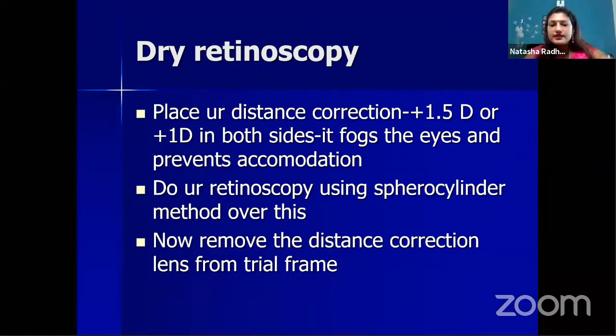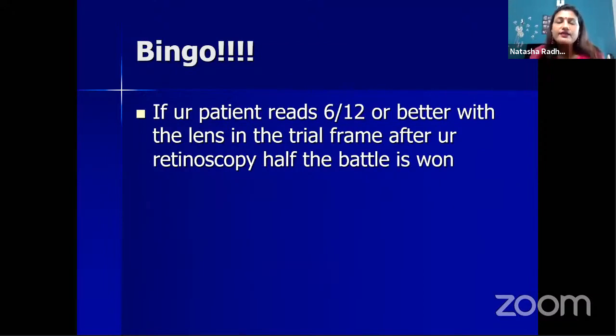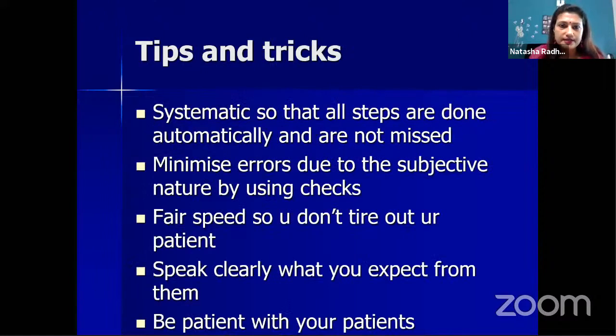So you have both a sphere and the cylinder at the end of your retinoscopy. And now you remove the distance correction. What remains in your trial frame at the end of that dry retinoscopy is the subjective refraction of the patient, or your starting point of subjective refraction. And if your patient can read 6/12 or better with the lens in the trial frame after your retinoscopy, then half the battle is won. Now all you have to do is to refine it from 6/12 to 6/6 with your subjective refraction.